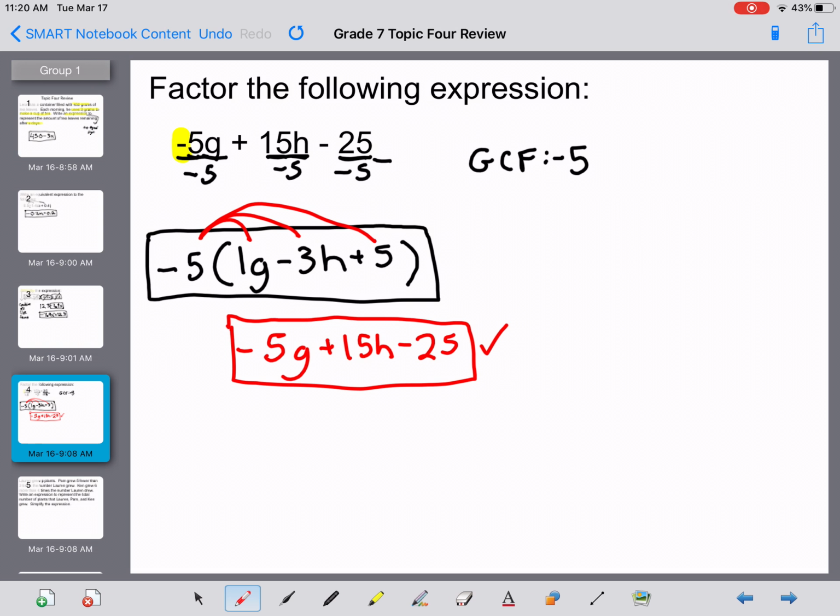That second part in red was just a check. You do not have to do that every time. That's just to make sure you're doing it correctly.